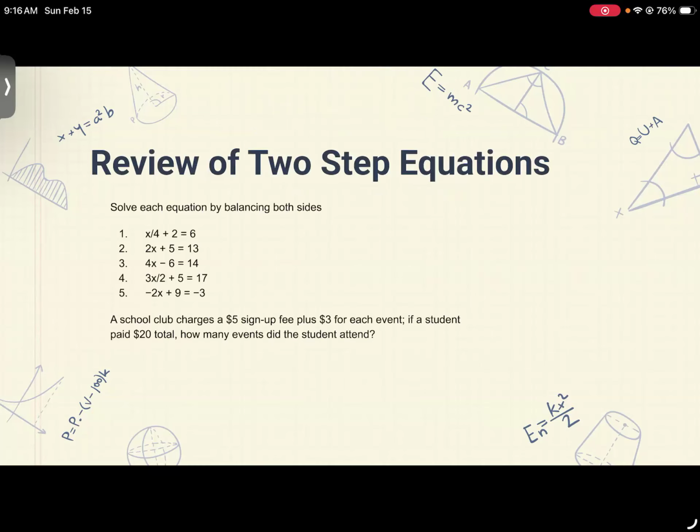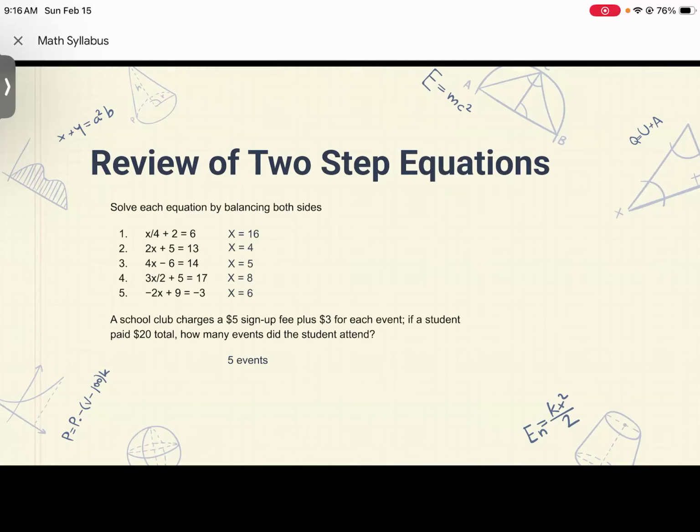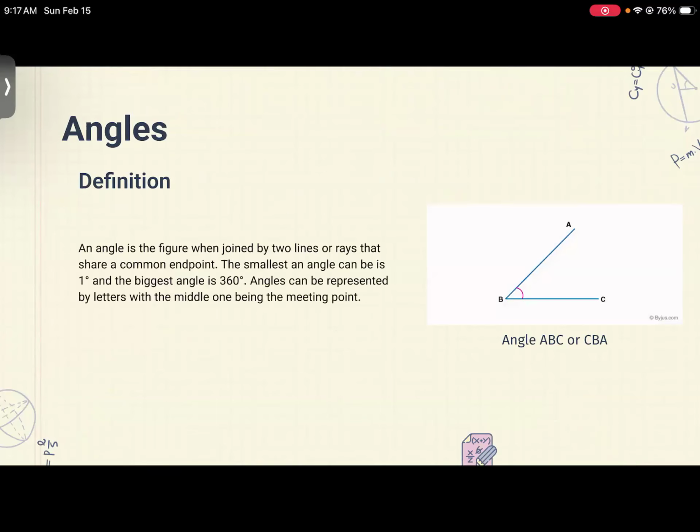So, we already reviewed two-step equations last class, so we will skip that for now. And now we will go over the definition of an angle. So an angle is a figure when joined by two lines or rays that share a common endpoint. The smallest an angle can be is 1 degree, and the biggest an angle can be is 360 degrees.